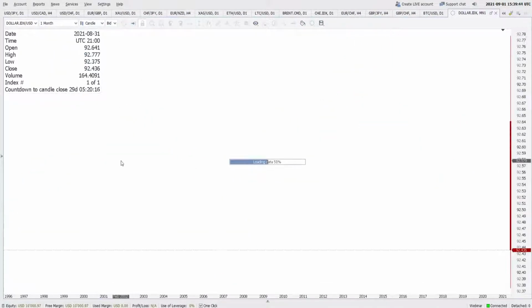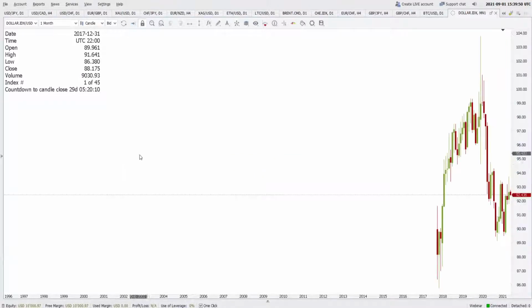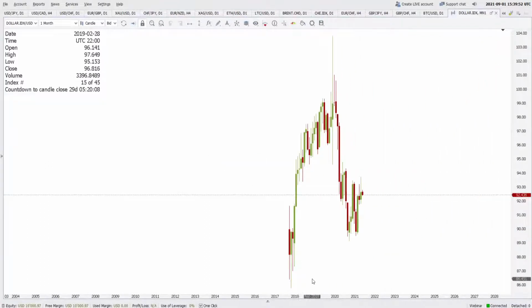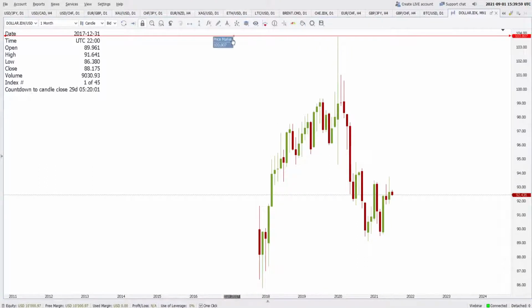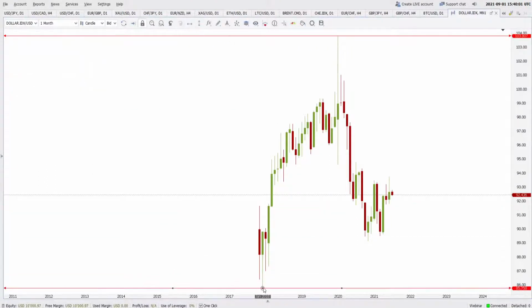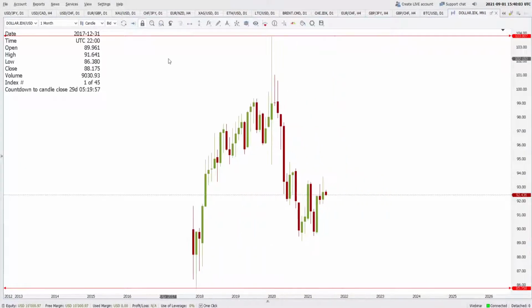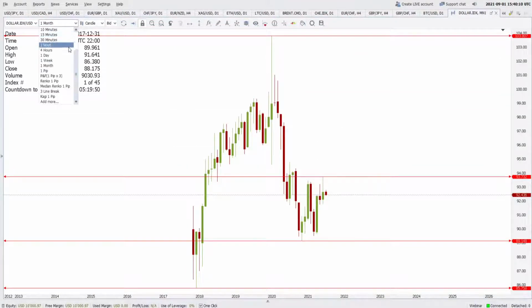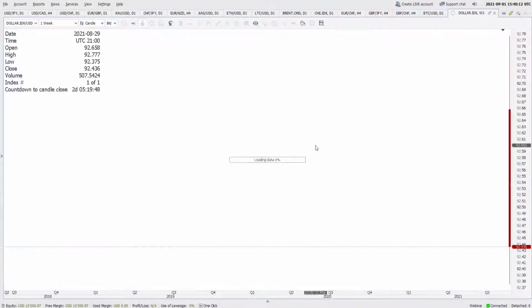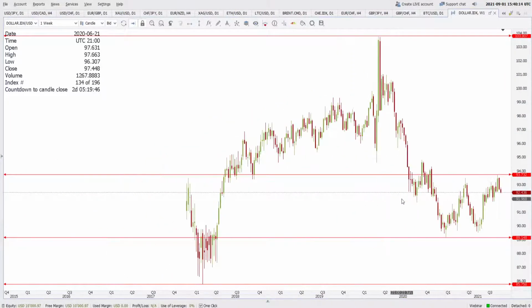So whenever you are looking for a pair for the first time, start from the monthly charts. We have very less data for the US dollar index. We have data from 2018 till now. So we will first mark the highest highs, the lowest low, then we mark the recent lows and highs on the monthly. Then we switch it to weekly and see if there is any particular pattern here.